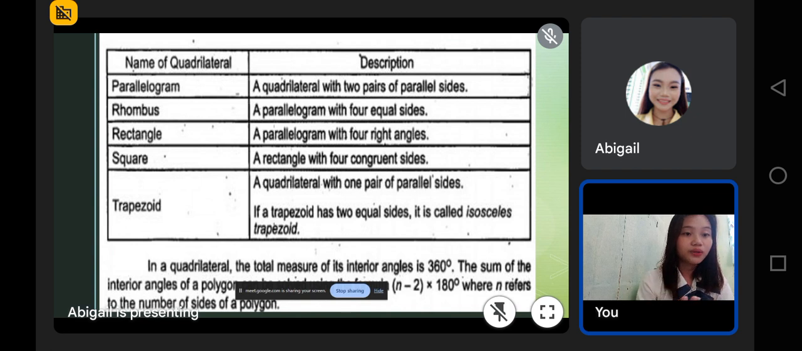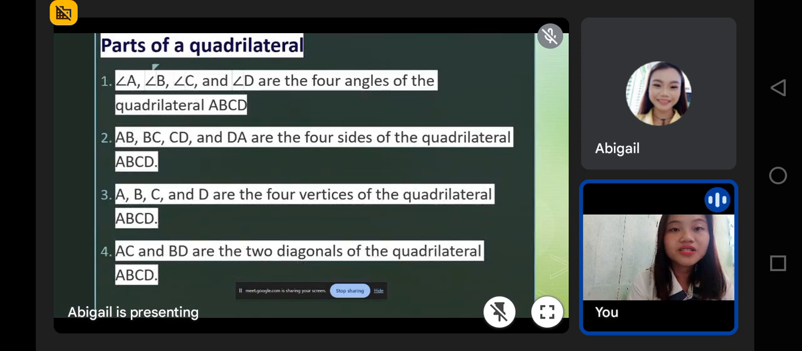So here, the parts of a quadrilateral: the angles A, B, C, and D are the 4 angles of the quadrilateral ABCD. And AB, BC, CD, and DA are the 4 sides of the quadrilateral ABCD. A, B, C, and D are the 4 vertices of the quadrilateral. And AC and BD are the 2 diagonals of the quadrilateral ABCD.